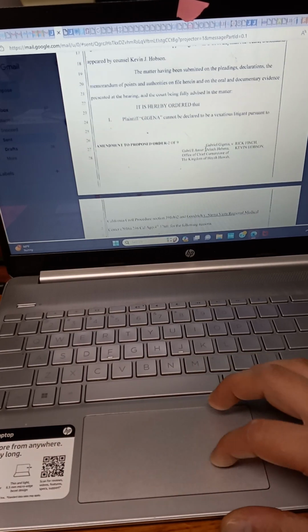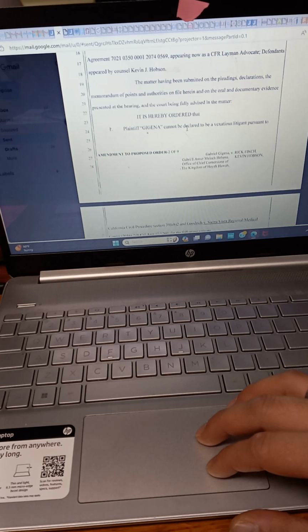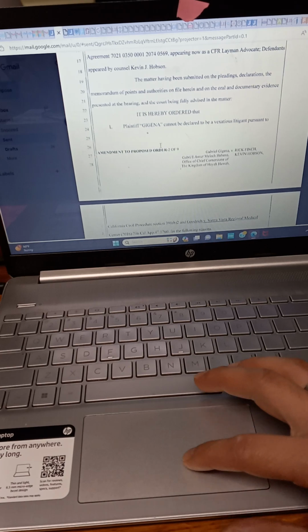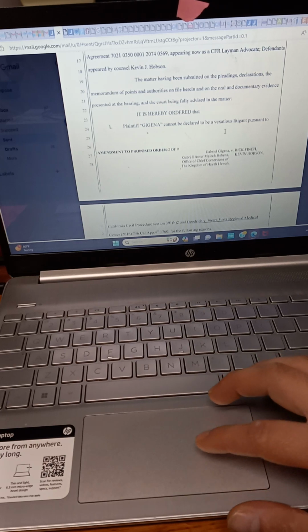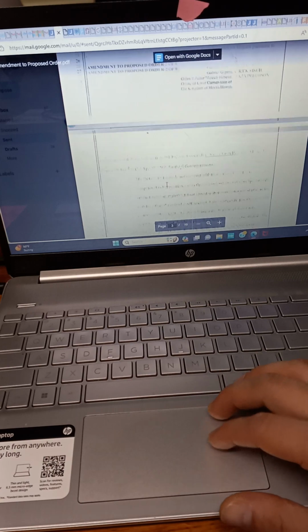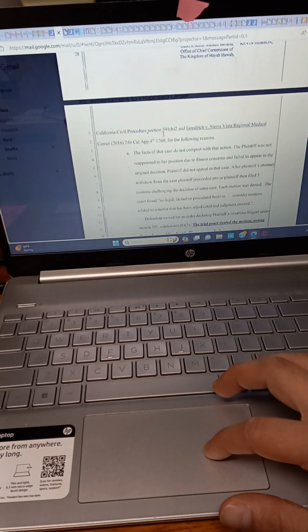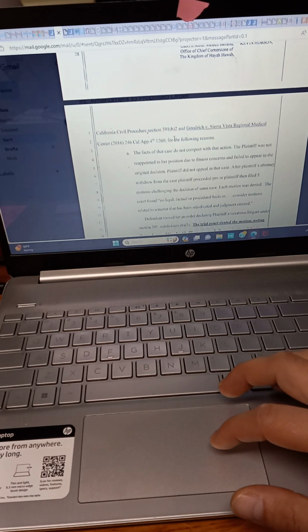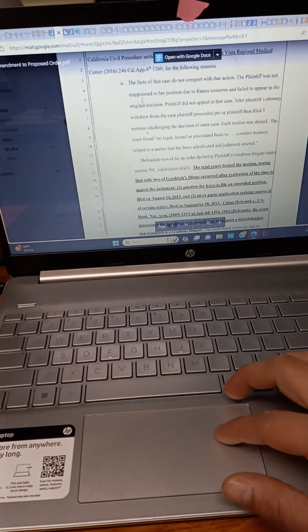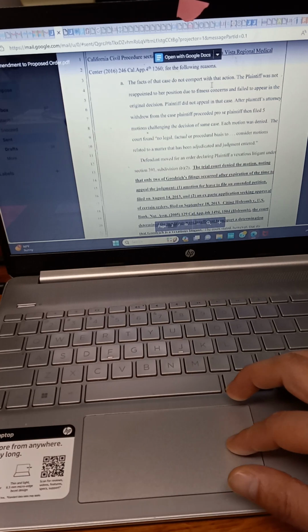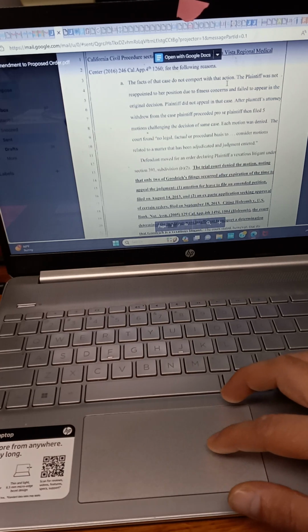So I modified his order. Plaintiff Jenna cannot be declared a vexatious litigant pursuant to California Code of Civil Procedure Section 391(b)(2) and the Goodrich case, because here are the facts. The facts of that case do not comport with that action.